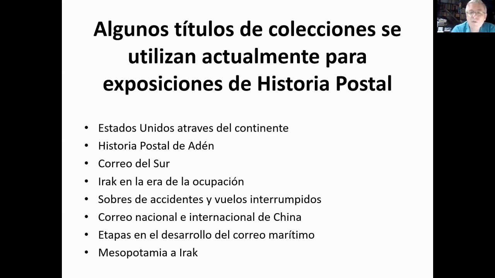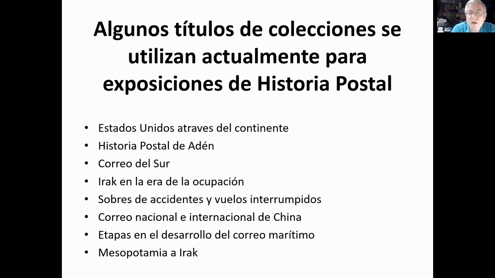I mean, for example, if you look at United States Across the Continent, a title used by George Kramer, really you don't necessarily have any idea what that exhibit might include. Generalized subjects like Aden postal history, no sense of time period, no sense of scope. Southern Mail, unless you realize that this was an exhibit of Confederate States, or now as they call it, American Civil War, you would have no idea what the content of the exhibit was.